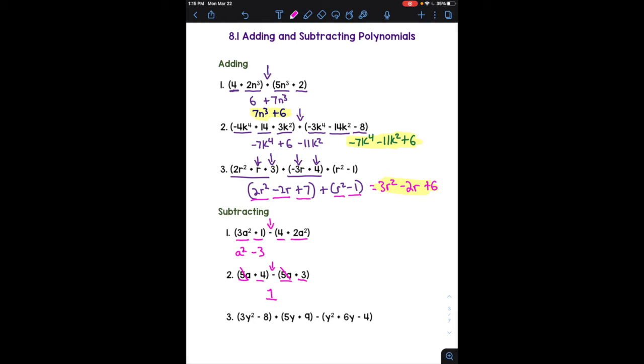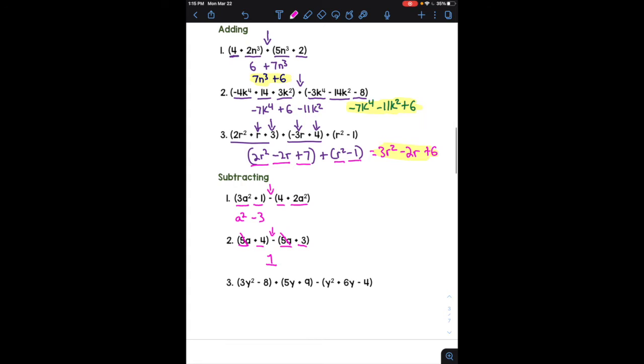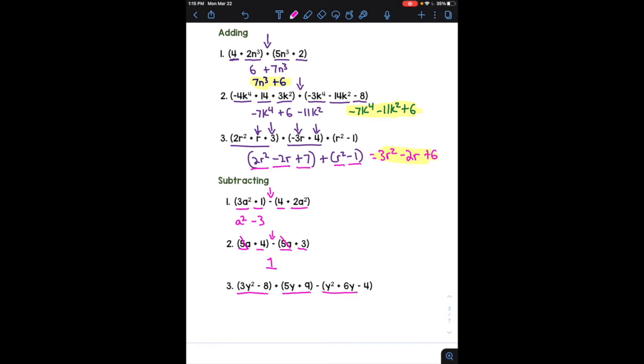Lastly, problem number 3, similar to problem number 3 in the first section of adding, we're going to add the first two binomials, get an expression as the answer, and then we are going to subtract the trinomial from our answer. When you're adding 3y squared plus no y squared, we're just left with 3y squared. Negative 8 plus 9 is 1.